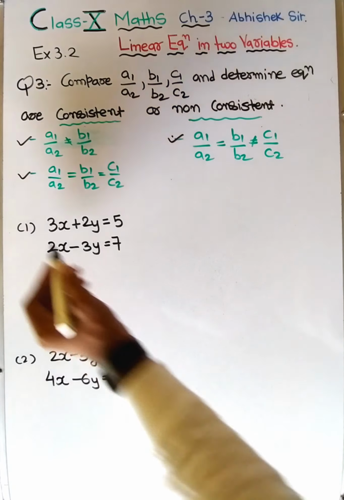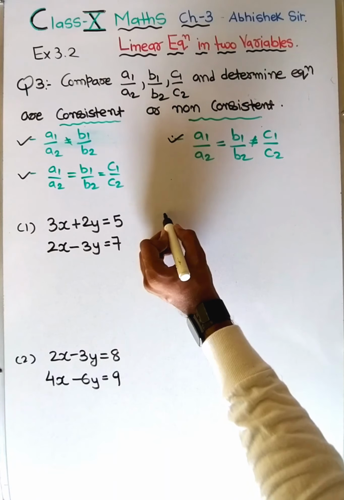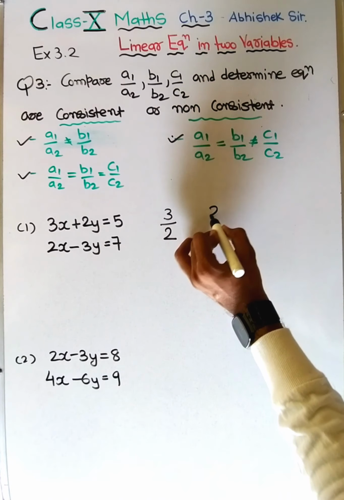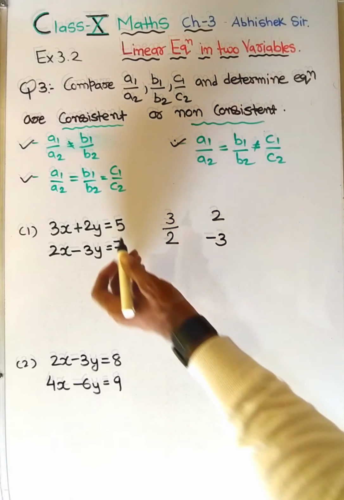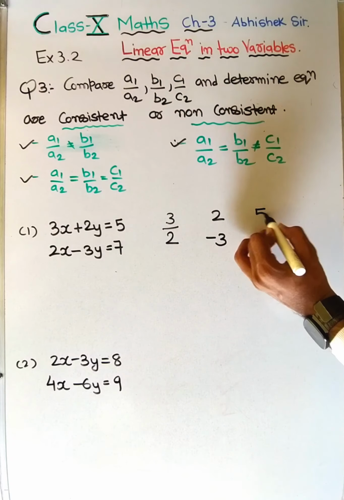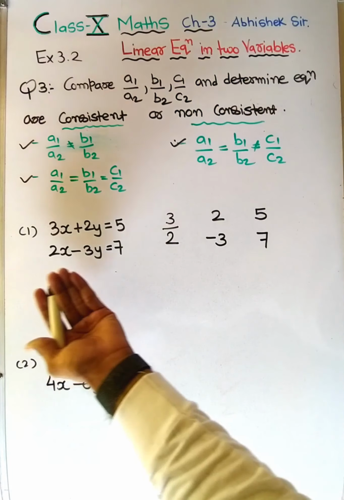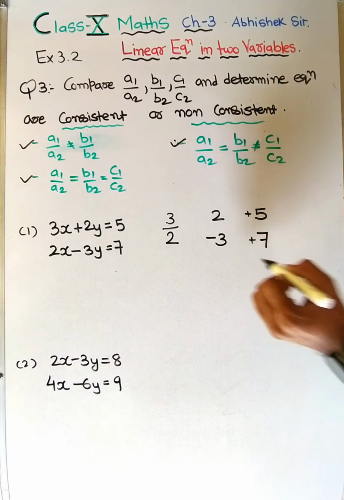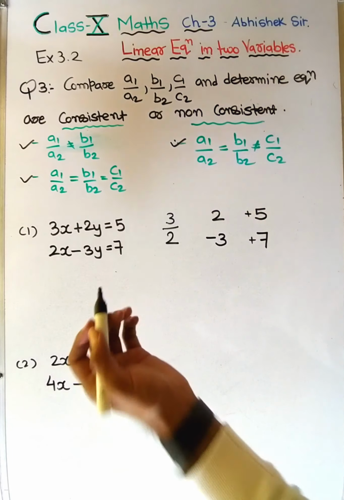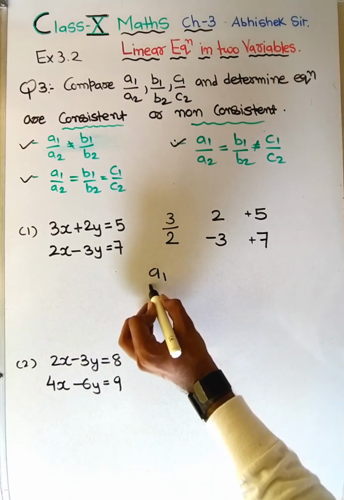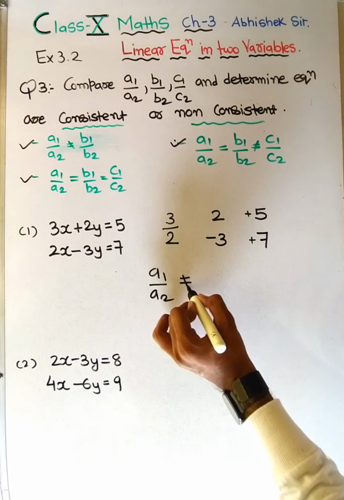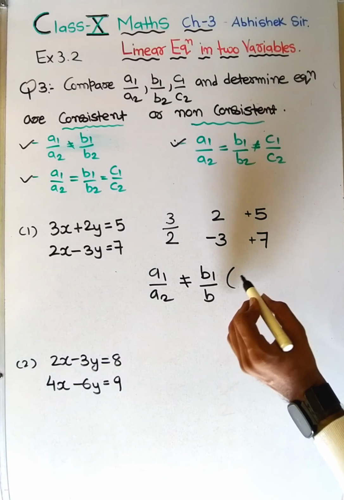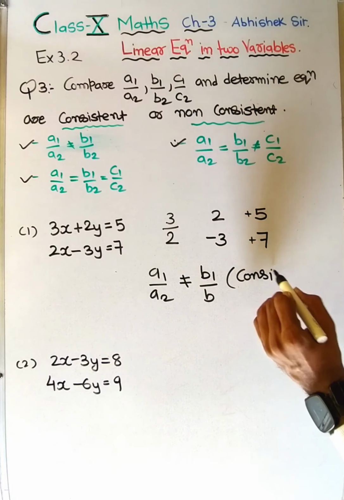So here we have A1 by A2 as 3 upon 2, B1 by B2 as 2 upon minus 3, and C1 by C2 is 5 upon 7. Now why is it 5 upon 7? Because if you take both of them to the left hand side, both will become minus, and ultimately minus minus will be positive. Right? So here you see which condition is satisfied: A1 by A2 is not equal to B1 by B2. So the linear equation pair is consistent.